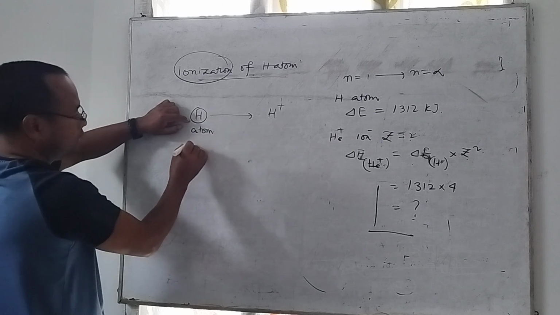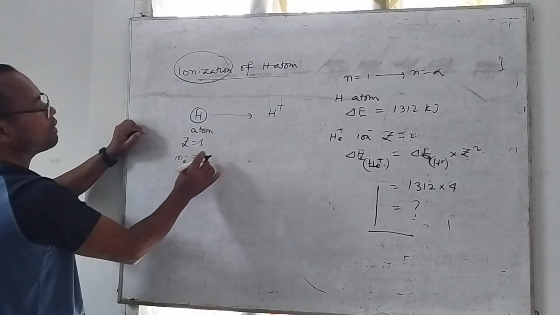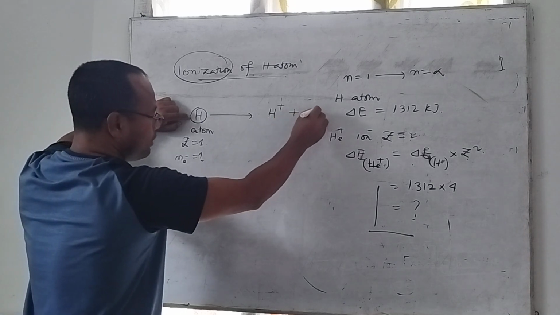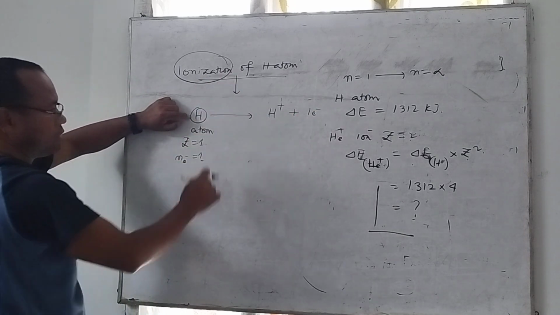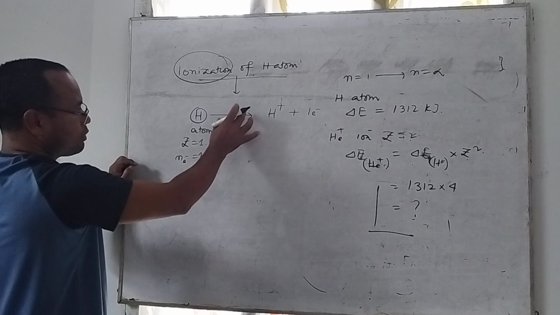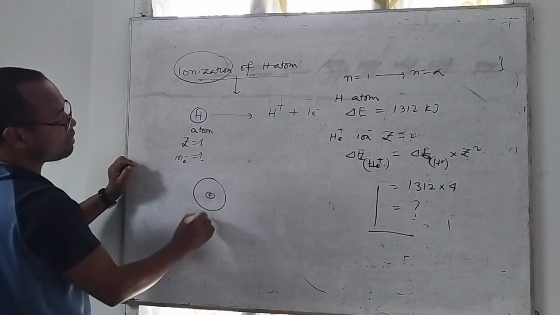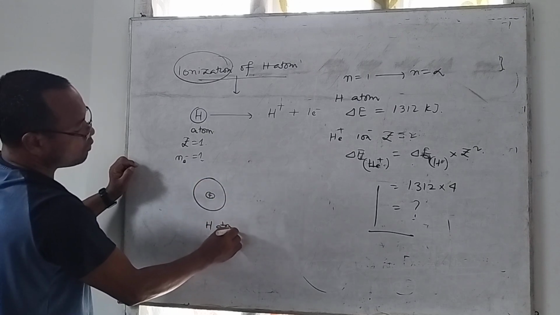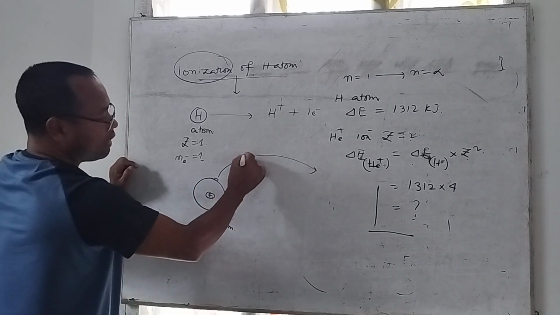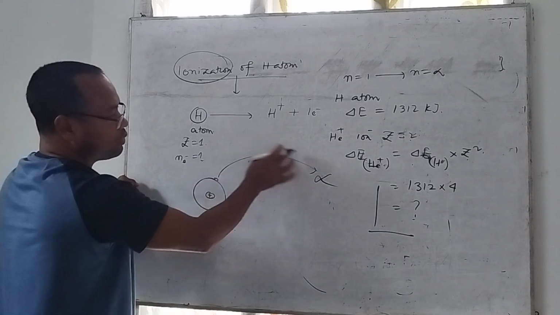We remove the electron. Here the atomic number is 1. How many electrons are here? That is 1. So 1 electron from the hydrogen atom is removed. This is what we call ionization of the hydrogen atom. From where does the electron get removed? This is the hydrogen atom, and 1 electron is present here. This electron is removed. Where does the electron go? It goes to infinity.